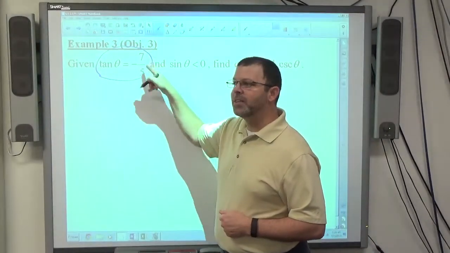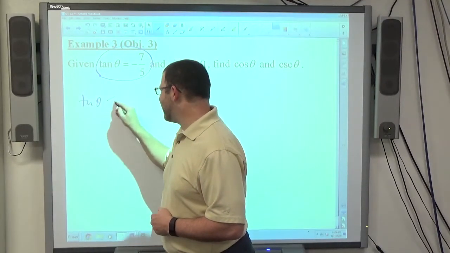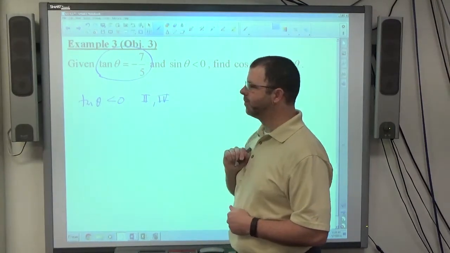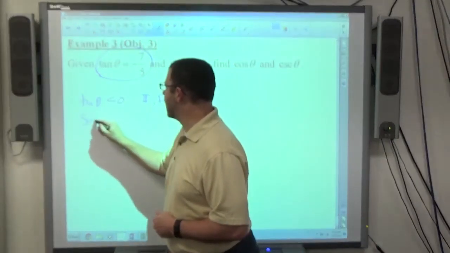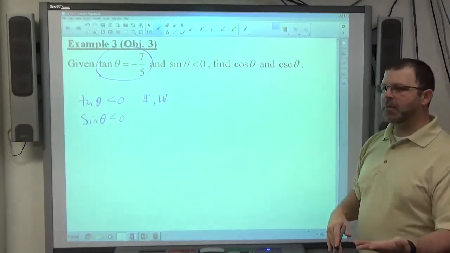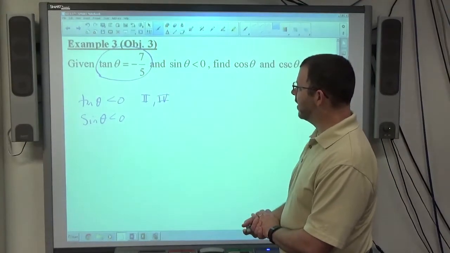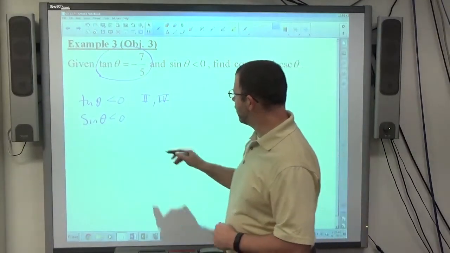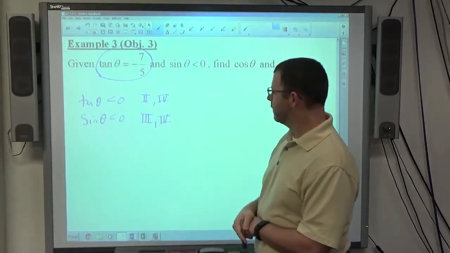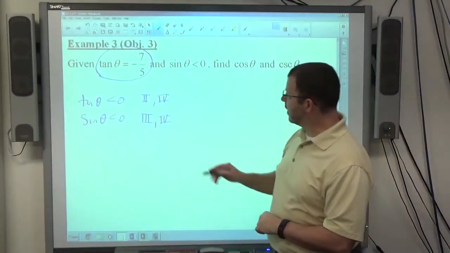It just so happens I know the exact value of tangent, but it's negative, right? So the fact they're giving me tangent of theta is less than 0 tells me I'm either in the second quadrant or the fourth quadrant, because that's where tangent is negative. They also tell me that sine of theta is negative. They don't tell me the actual sine value, but that's not important. The fact they gave me the tangent value, I can draw a triangle, right? So it doesn't really matter. They didn't tell me that part. Sine's negative in the third and fourth quadrants. All right. So if tangent's negative and sine is negative, that tells me that we're in the fourth quadrant.